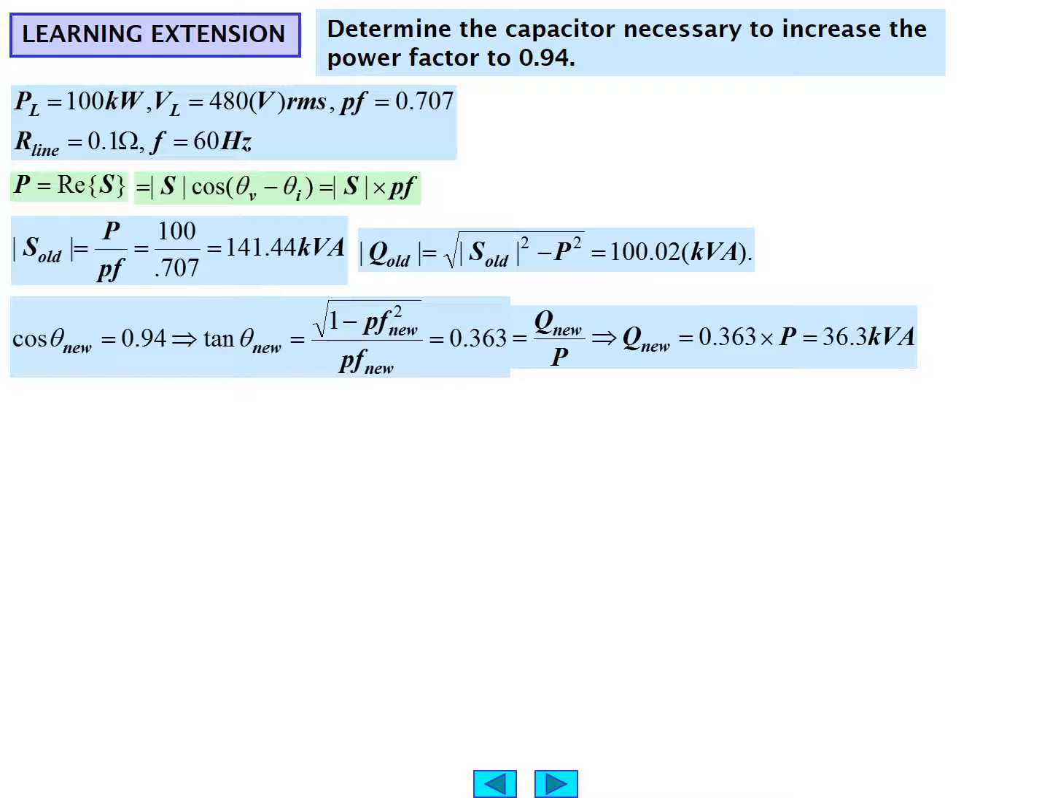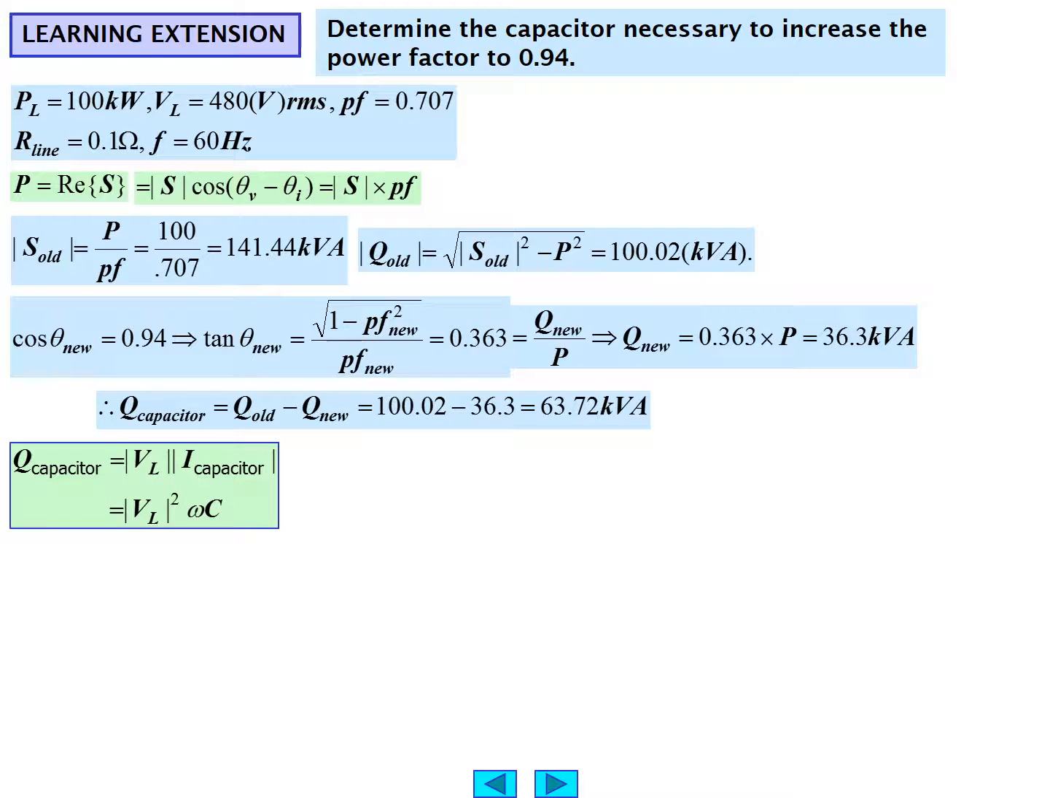0.363 is Q nu divided by P, which implies that Q nu is 0.363 times P, or 36.3 kilovolt amperes. The Q capacitor is Q old minus Q new, 100.02, again these are all in kilovolt forms, thousands forms if you will, minus 36.3 is 63.72 kilovolt amperes.